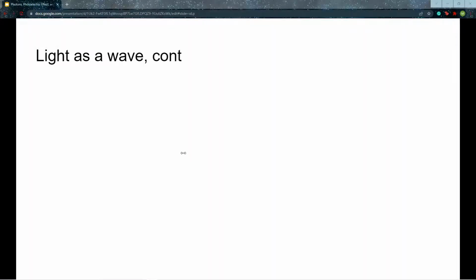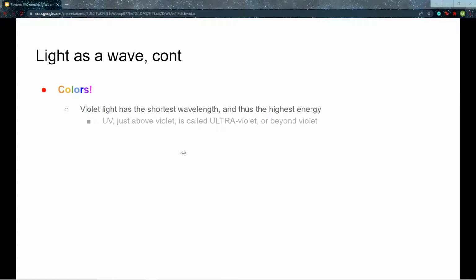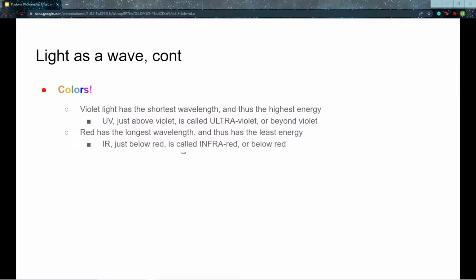Alright, so finally the part we've all been waiting for. Colors. Let's talk about colors. Since light colors differ a bit based on their wavelength, it would make sense that each color has its own wavelength. Violet light has the shortest wavelength and thus has the highest energy. UV light is just above violet on the spectrum and is thus called ultraviolet. Red light, on the other hand, has the longest wavelength and the least energy, and IR lies just above red on the spectrum and is thus called infrared.